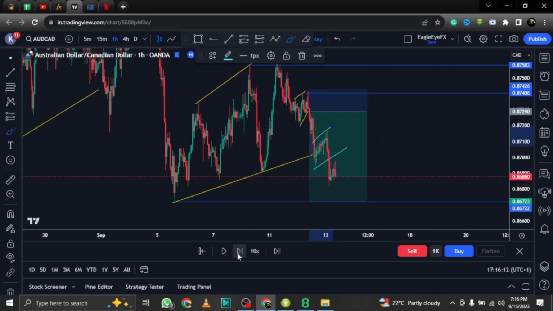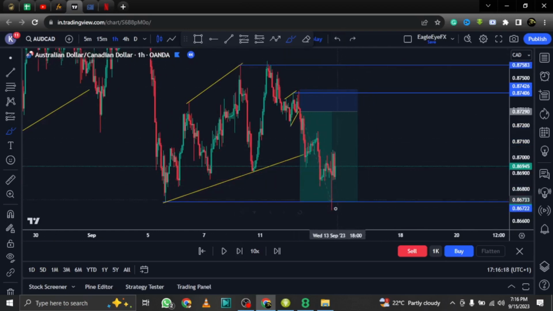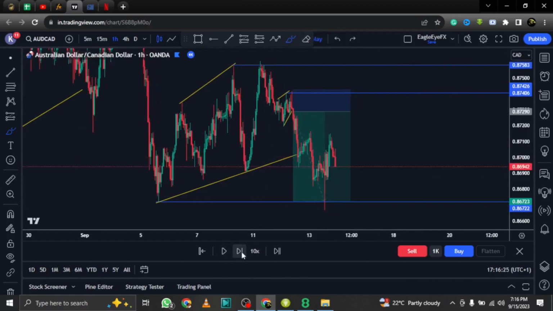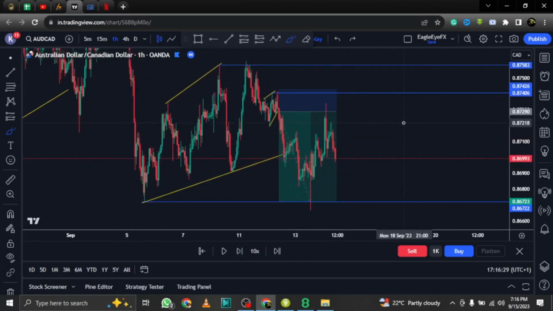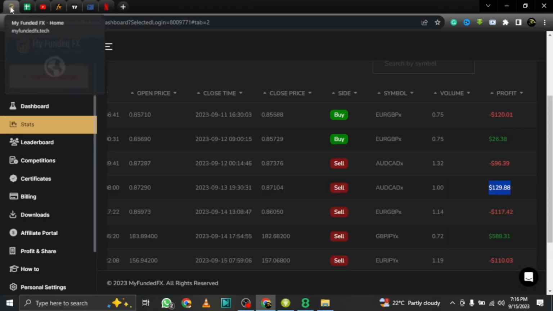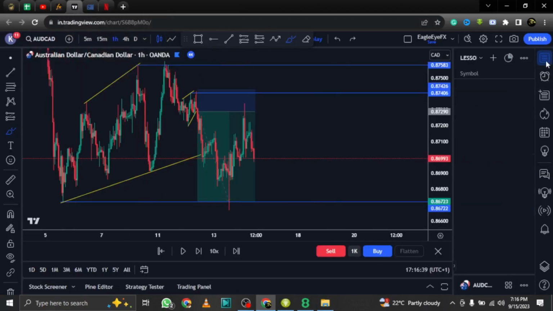Then it went all the way, spiked down. I think there was some news here. By the time I came back, the market had already come back, and I decided, you know what, I don't want to keep holding this, because sometimes the market can come and hit your stop loss. So on AUD card, I managed to come out with that 1.29%.